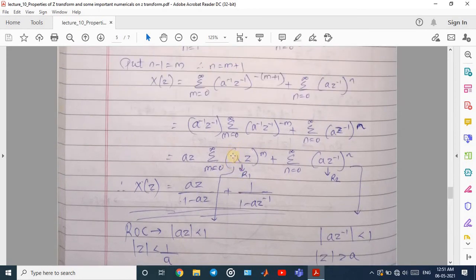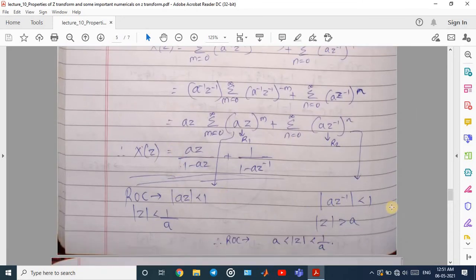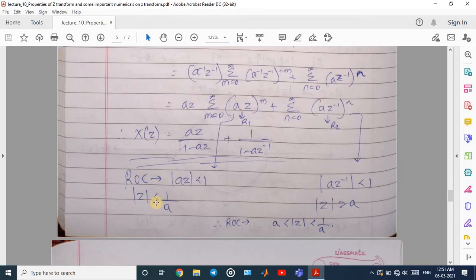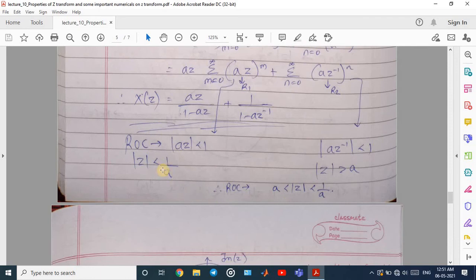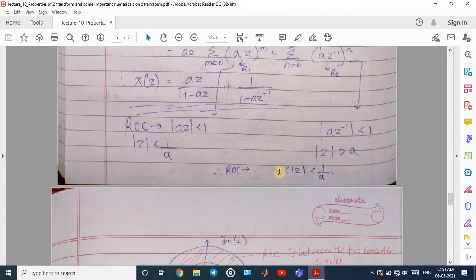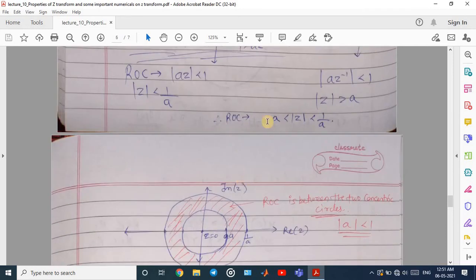Okay, and this is the condition to find the ROC. So mod of this should be less than 1 and mod of this should be less than 1. So this will become mod z less than 1 upon a, mod z greater than a. So the ROC is in between a and 1 upon a. So which term will be near to 0? Okay, so the ROC is mod of z greater than a and less than 1 upon a.